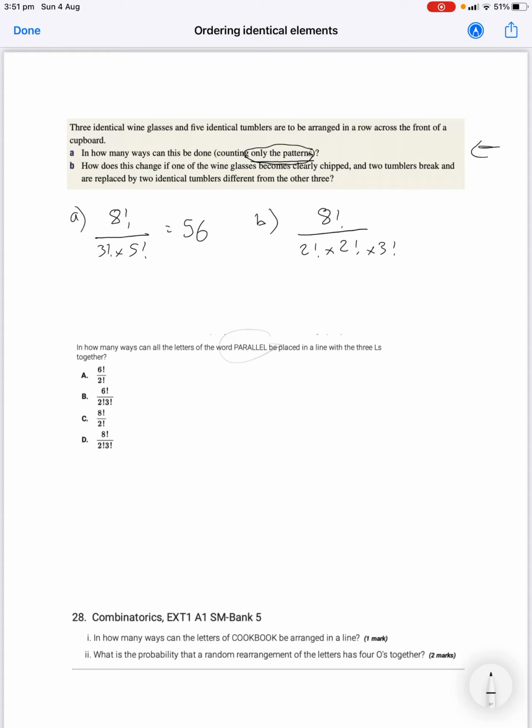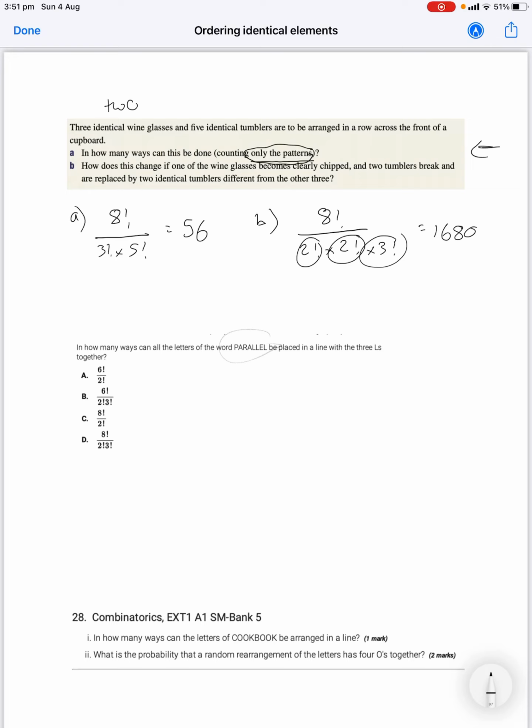So our wine glasses, we've lost 1 wine glass, so now we've got 2. That's going to be my first 2 factorial there. We've got 2 tumblers, the 2 identical tumblers that are coming in to replace. And because we lost 2 from the 5, we have 3 factorial for our remaining tumblers, the ones that we initially had. And that's going to give me 1,680. In terms of how things are changing, it really works relatively well, and the only thing you've got to remember to do is make sure you're dividing by whatever repeats.